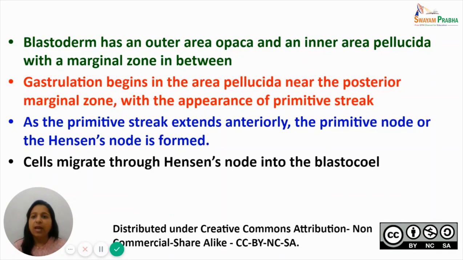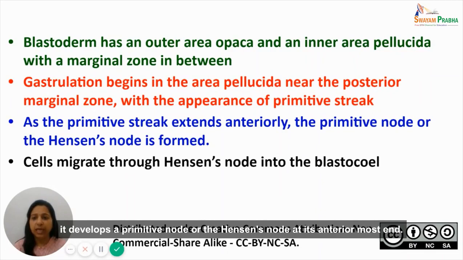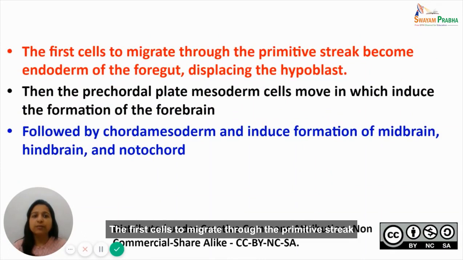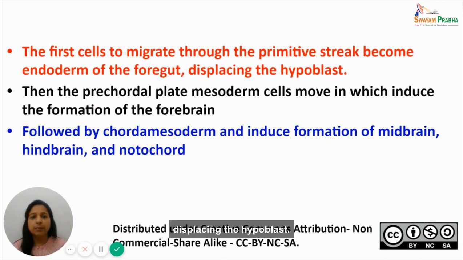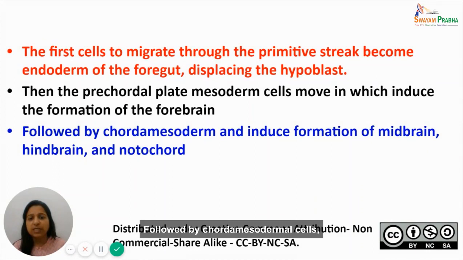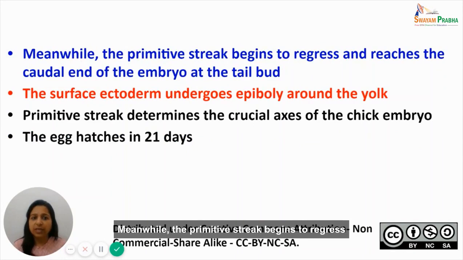As the primitive streak extends anteriorly, or towards the head region of the growing embryo, it develops a primitive node, or Hensen's node, at its anteriormost end. Cells which migrate through Hensen's node reach the blastocoel. The first cells to migrate through the primitive streak or Hensen's node become endoderm of the foregut, displacing the hypoblast. Then the pre-chordal plate mesodermal cells will move in, which induce the formation of the forebrain, followed by chordal mesodermal cells, which induce the formation of the midbrain, hindbrain, and notochord in the embryo. Meanwhile, the primitive streak begins to regress and it reaches the caudal end of the embryo, where it ultimately merges at the tail bud region.